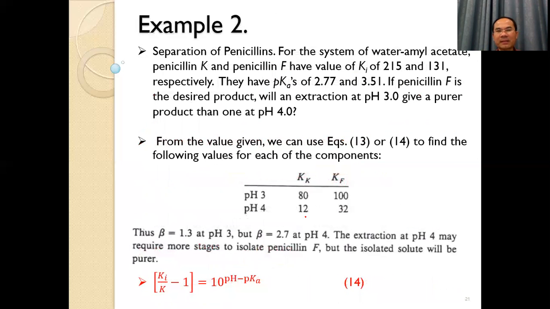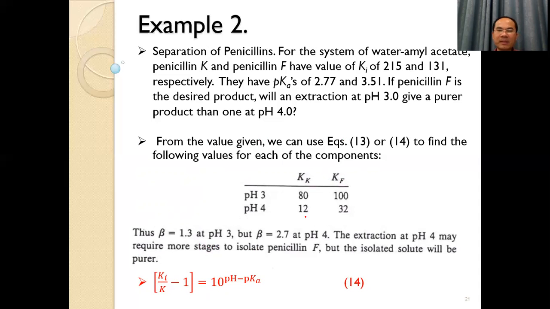In the next example, we will separate penicillin for the system water and amyl acetate. We have the penicillin dissolved in water. Then we use amyl acetate as the organic solvent to separate penicillin. For this case, we have two types, penicillin K and penicillin F. The Ki for penicillin K is 150. Ki for penicillin F is 131. The pKa for penicillin K is 2.77 and for penicillin F is 3.51.